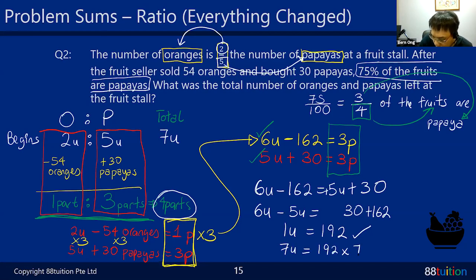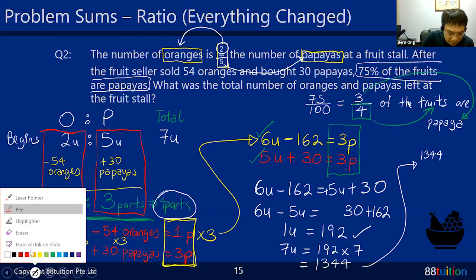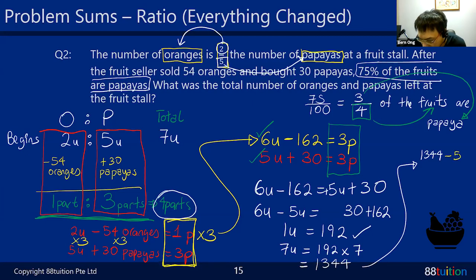192 times 7, that will give me how much? I use my mental calculation again, my mental sum. 192 times 7. My mental calculation tells me it's 1344. So 1344 is in the beginning. So at the end of the day, what happened? The story says that 1344 is in the beginning, minus 54 oranges, then after that, plus another 30 papayas.